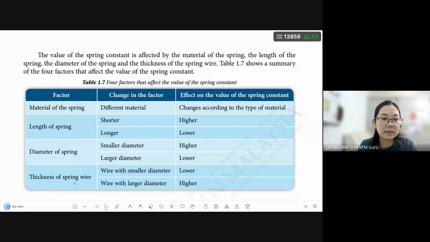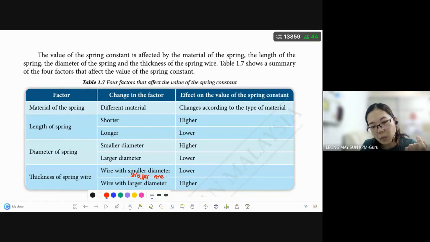And then the thickness of the spring wire, the one small little wire. Please do take note, smaller diameter means smaller area, smaller area of the wire. It can also mean smaller radius. They always go in and confuse students with this.